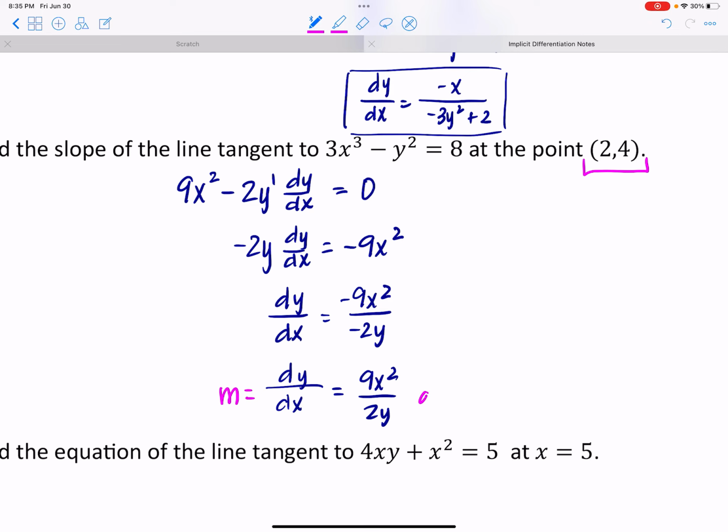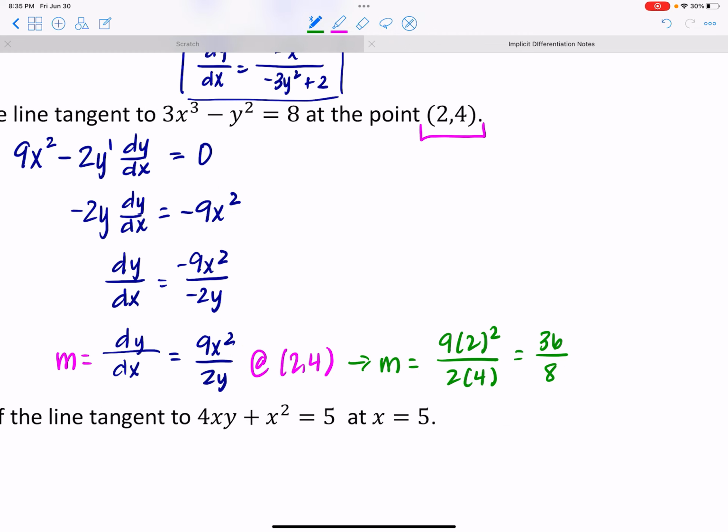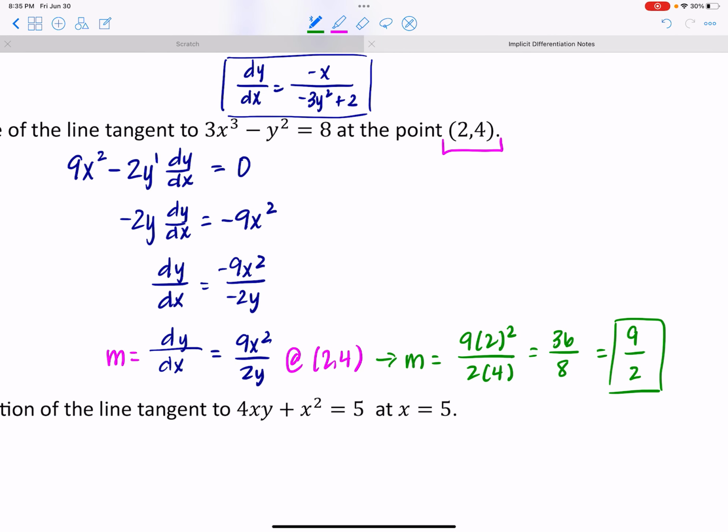So at 2, 4 means plug 2 in for x, plug 4 in for y. So we're going to say slope here is going to equal 9 times 2 squared over 2 times 4. 2 squared on the top is 4, and that's 4, so those are going to cancel, but maybe you wouldn't see that. You're going to end up with 8 on the bottom, and this is going to reduce. 4 goes into the numerator 9 times, and the denominator twice, so 9 halves. Okay, so there's the slope of the line tangent to this function at the point 2, 4.